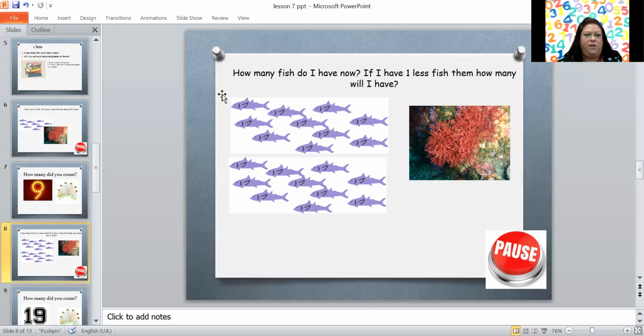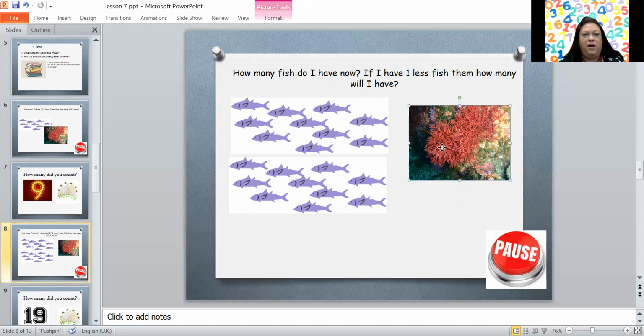Let's count them together. You ready? 1, 2, 3, 4, 5, 6, 7, 8, 9, 10, 11, 12, 13, 14, 15, 16, 17, 18, 19, 20. I have 20 fish. Now, have you laid them all out with your counting objects? If you haven't done, now would be a good time to do that. So press pause and do it now.